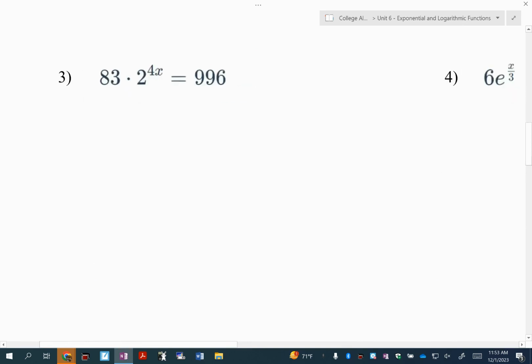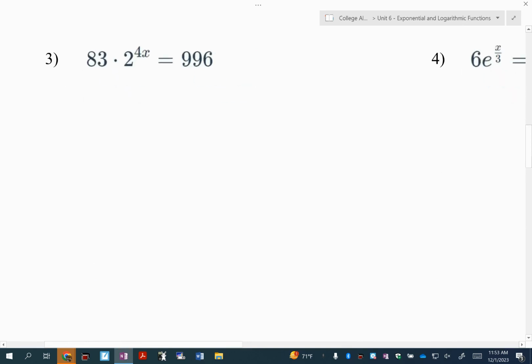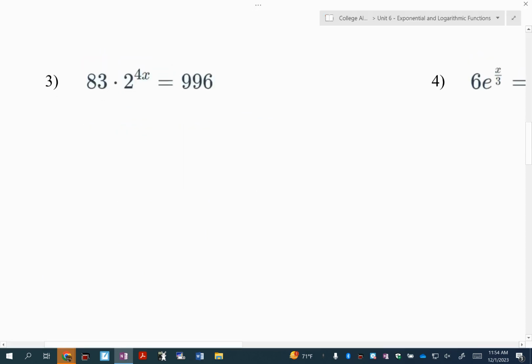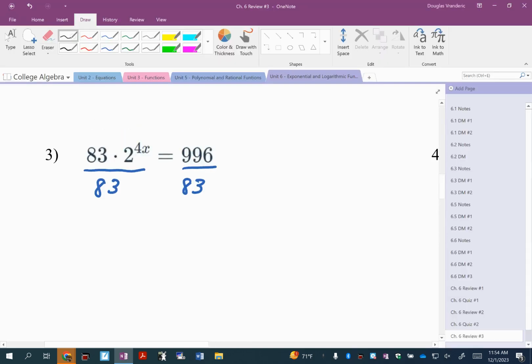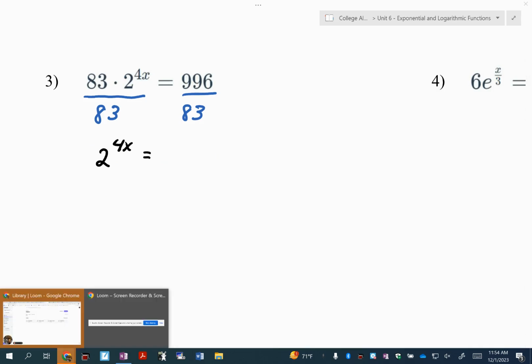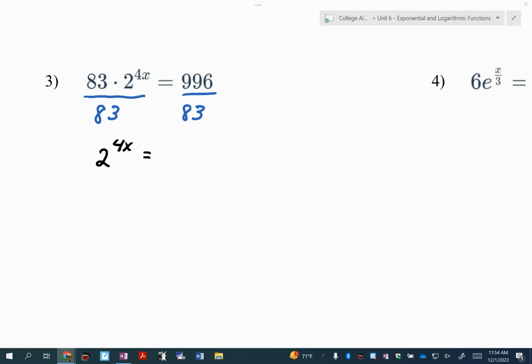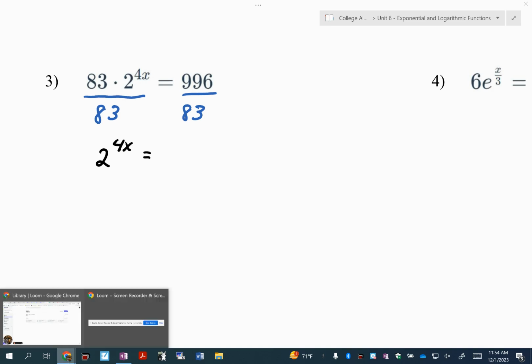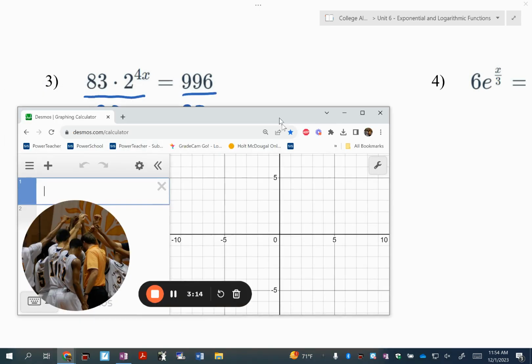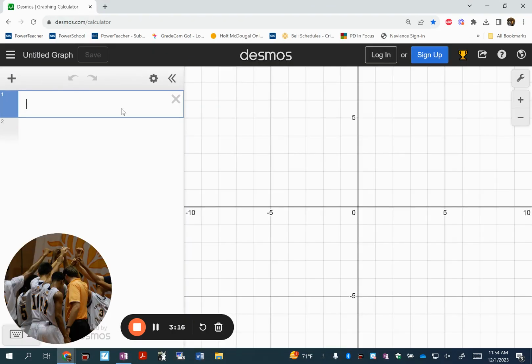Now, in 3 and 4, you're going to see that that's not going to be possible. The first thing I notice in number 3 is I have a number in front of my base of 2, so I'm going to divide that 83 to the other side. I'm going to write 2 to the 4x power equals, and I'm not sure what 996 divided by 83 is, but we can do that in a calculator. So 996 over 83 is 12.